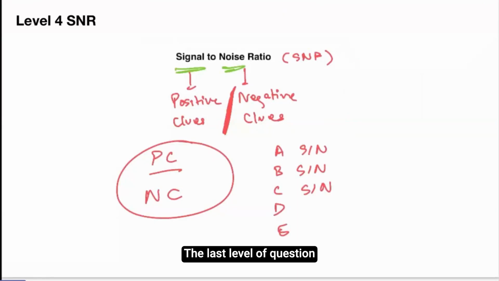The last level of question solving we are going to go into is signal to noise ratio. This is looking at the positive clues and then the negative clues and then creating a ratio out of it. So let's say we went back to the question about syncope, or let's do this previous one where the patient had a seizure. So for seizure, they give you different differentials.